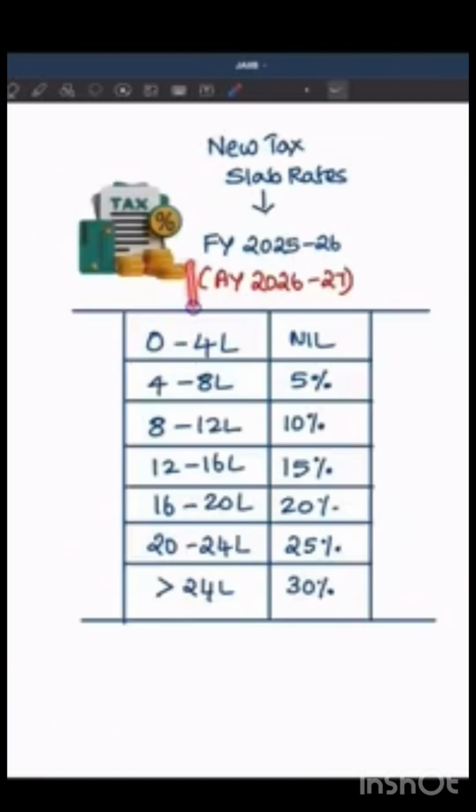That is from the assessment year 2026-27. And also please note the cases where there are special tax rates. Let's say in case of capital gains and all, taxes will be levied and collected as per those special rates.